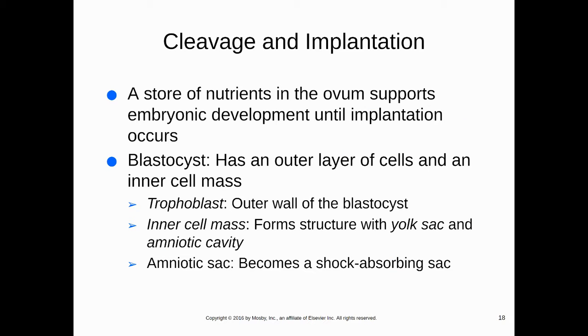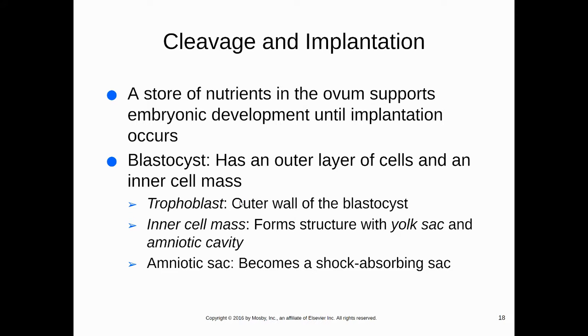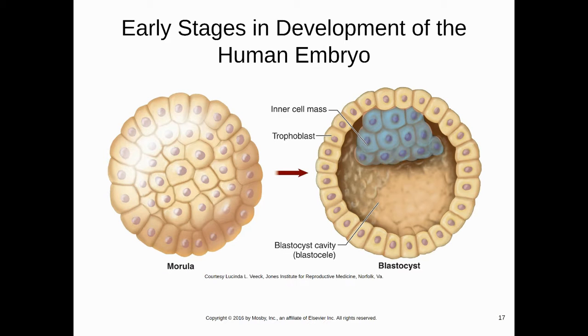Okay, so the ovum has specific nutrients that it's been given until implantation occurs. Okay. Once this happens, once we have this blastocyte, there are 3 different areas. There's the trophoblast, the inner cell mass, and the amniotic sac, which becomes the shock absorbing sac. Okay. So here's just showing you the blastocyte. This is your trophoblast and your inner cell mass.